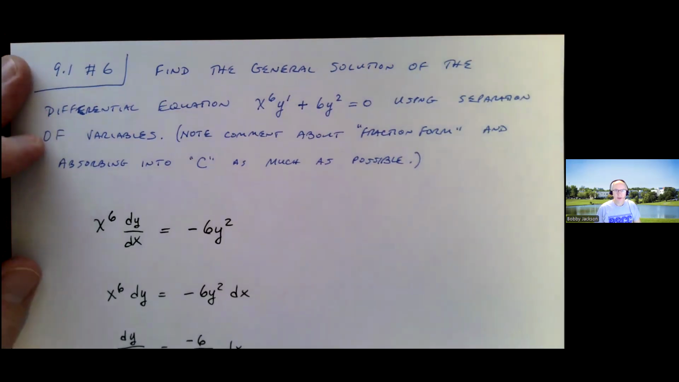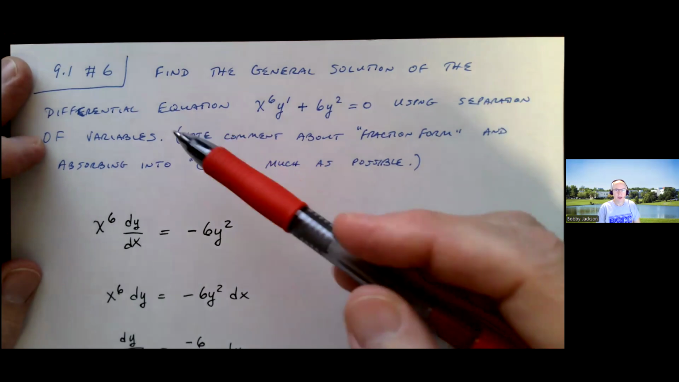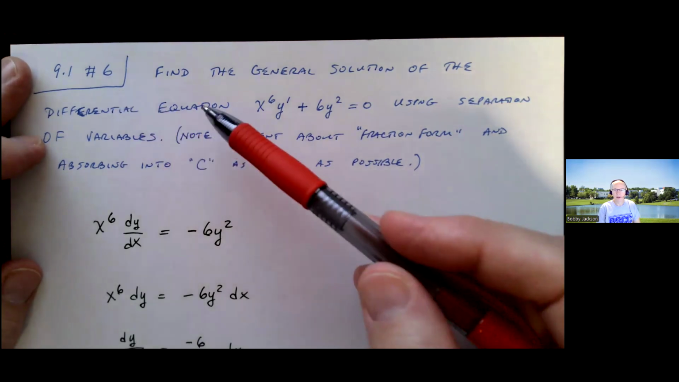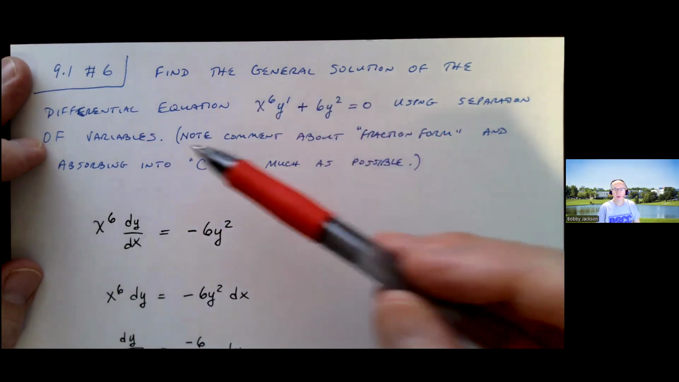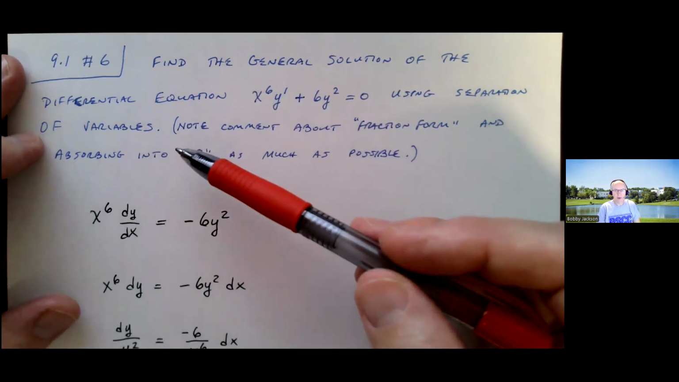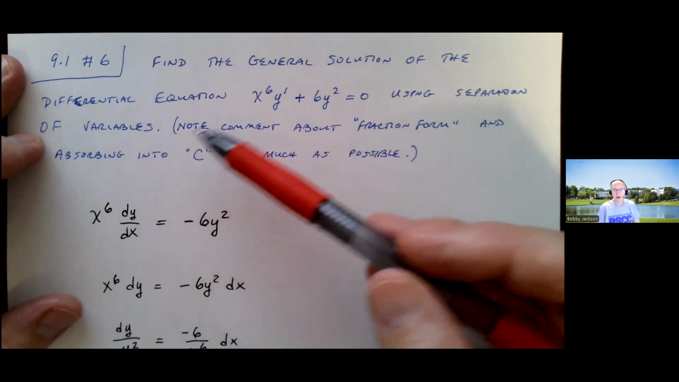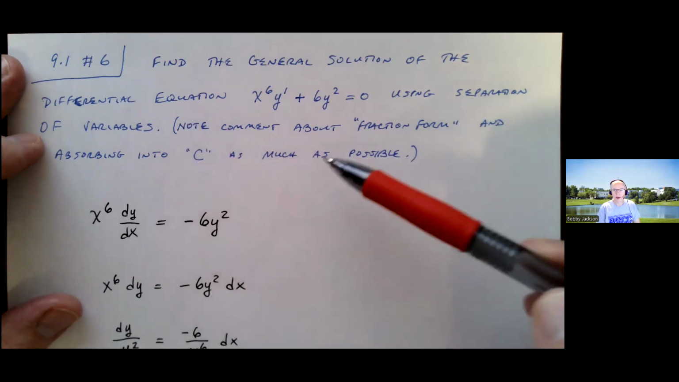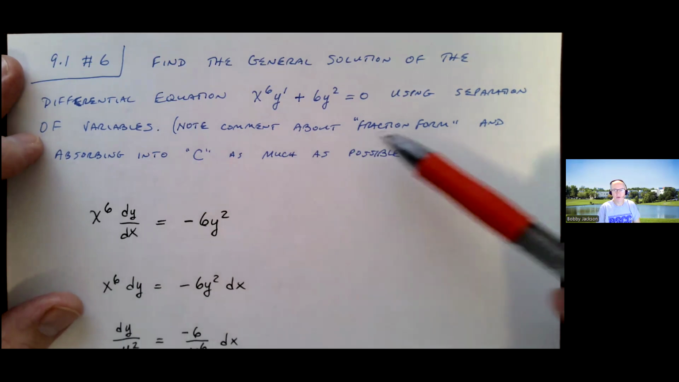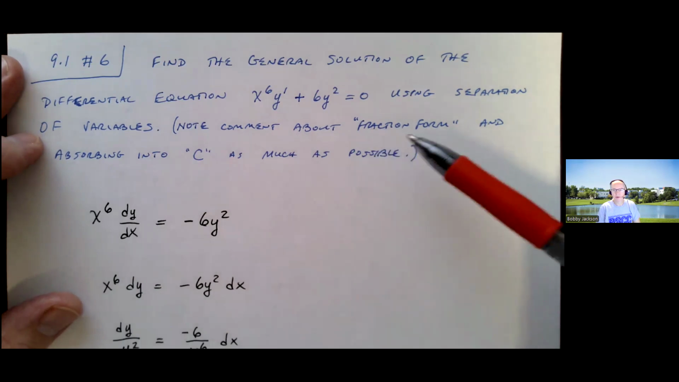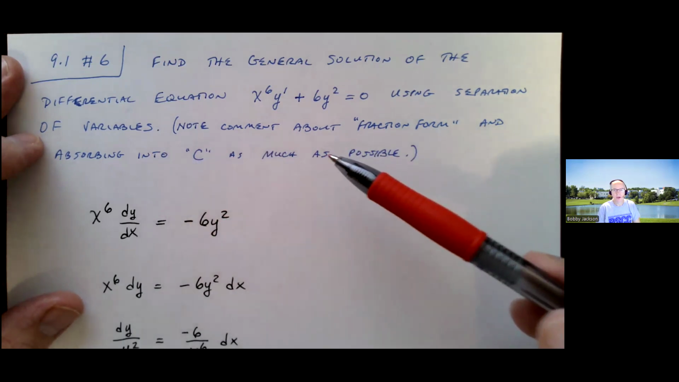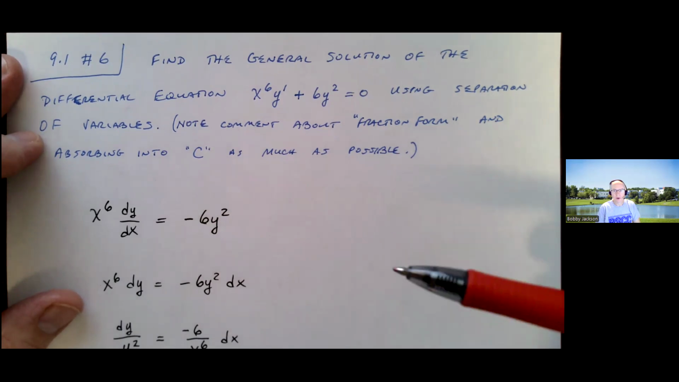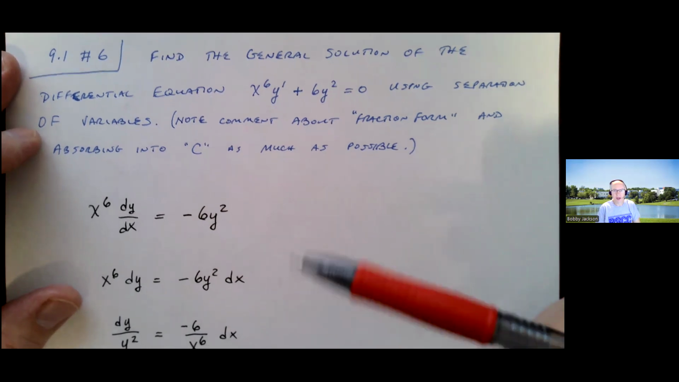All right, let's take a look at this nice one from section 9.1, number 6. We're going to find the general solution of this differential equation using separation of variables as we've learned about in this section. And note the comment in there. I didn't completely write out the same thing, but they talk about fraction form. So you have to have your final answer in exact value in fraction form, and absorbing into C as much as possible. There's a particular way they want that done, and let's show how that comes out.